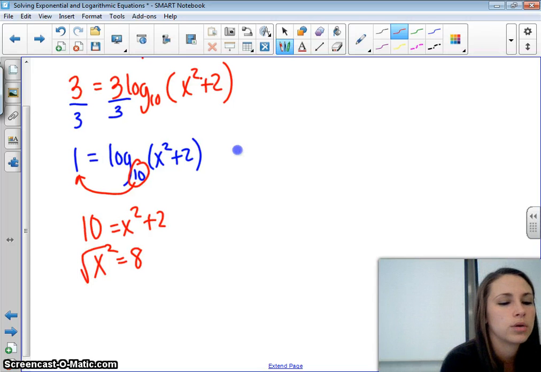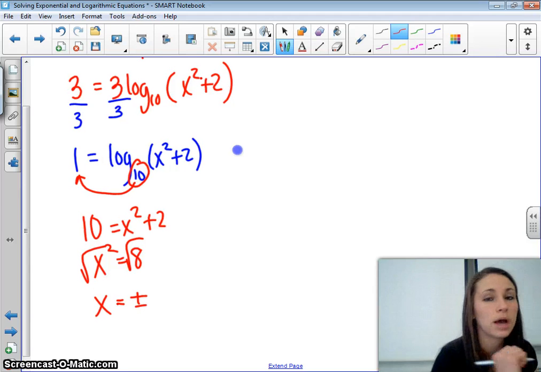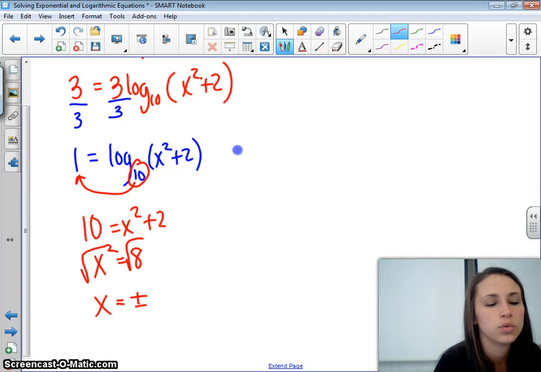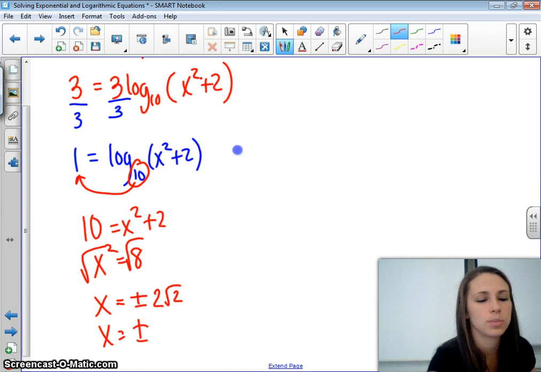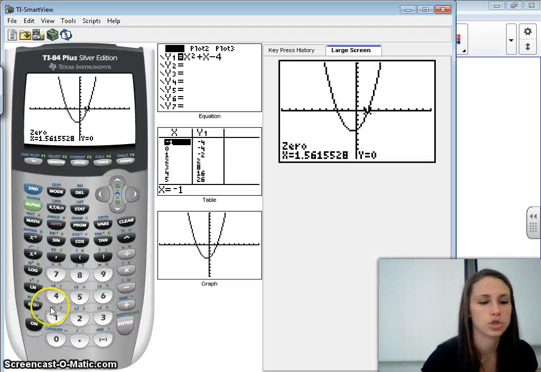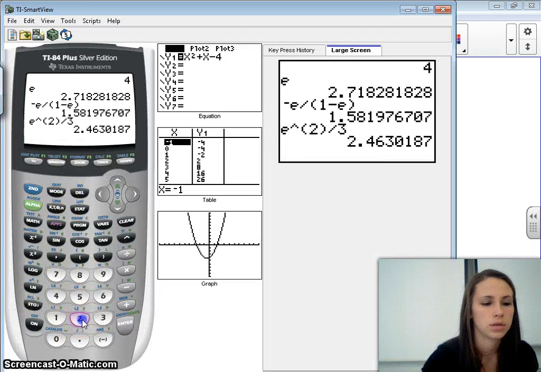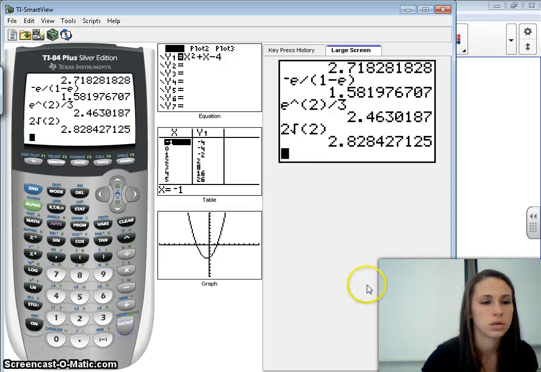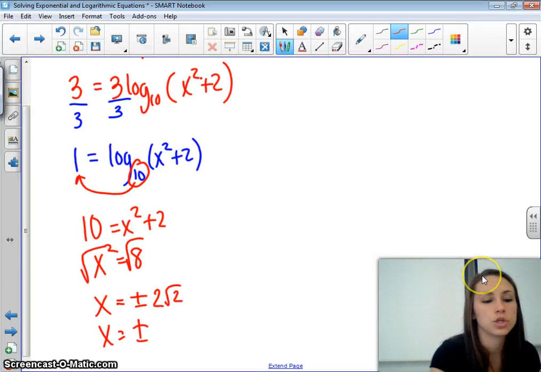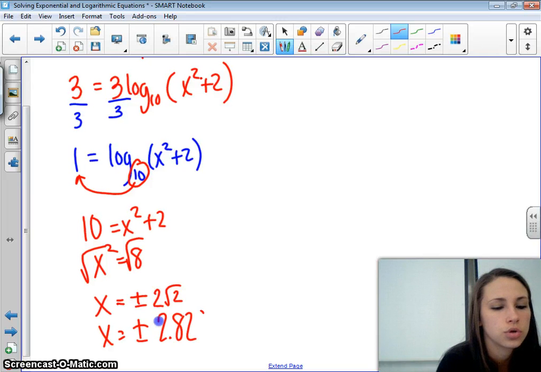And then when I square root both sides, I have to make sure that x is going to equal plus or minus the square root of 8, which is just going to end up being 2 square root of 2. Or you can say x equals plus or minus, and then 2 square root of 2 is 2.828. So plus or minus 2.828.